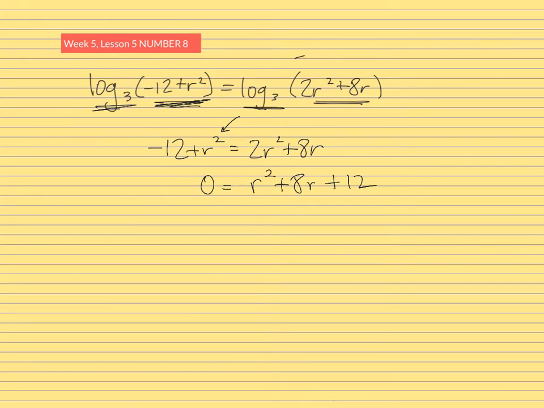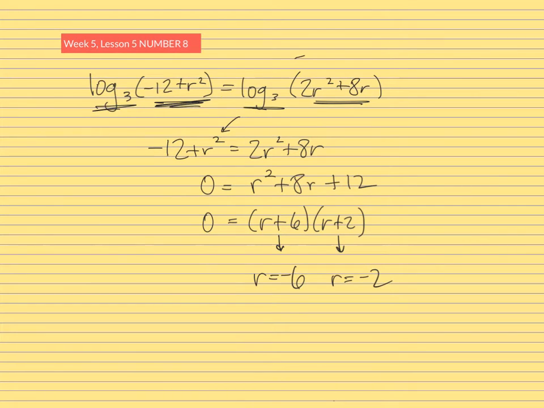And then the majority were able to factor this to be r plus 6 and r plus 2. Then you were able to set each factor equal to 0 and tell me that r equaled -6 and that r equaled -2. Again, up to this point, everything's great.